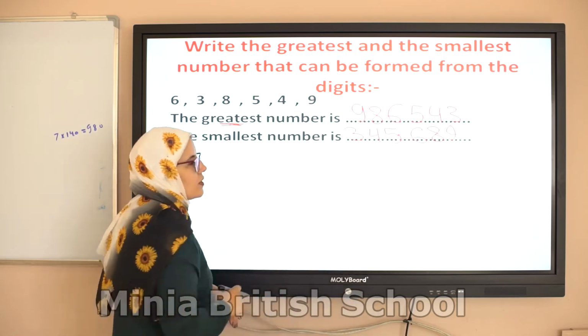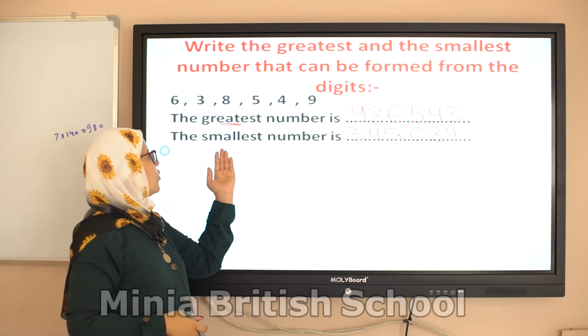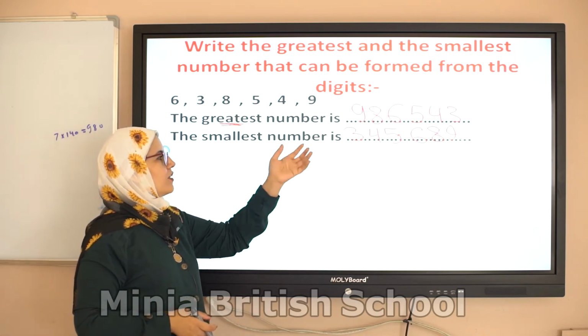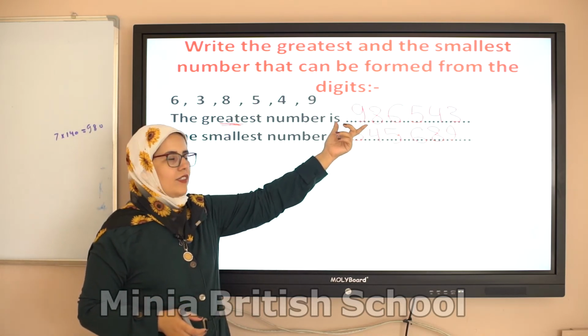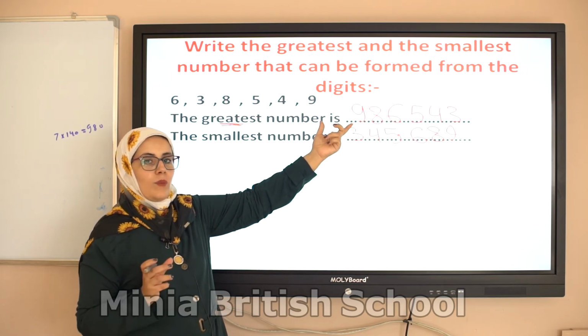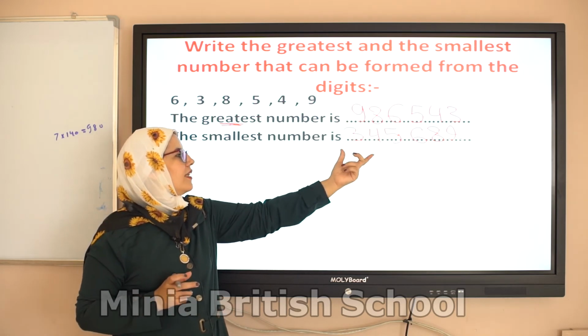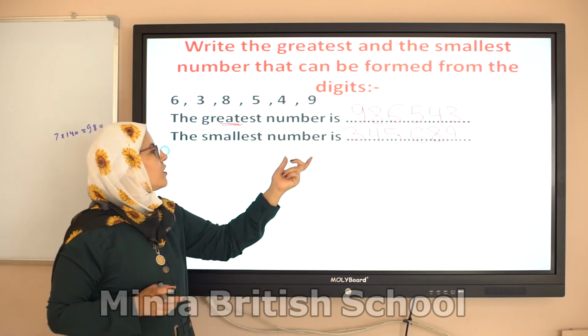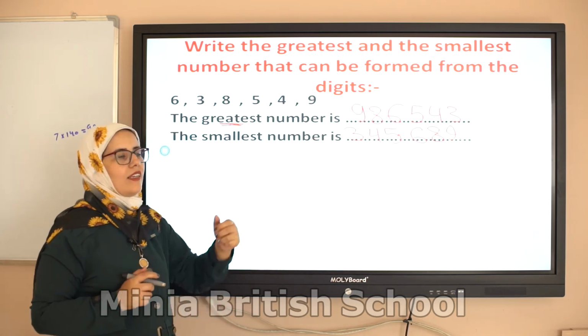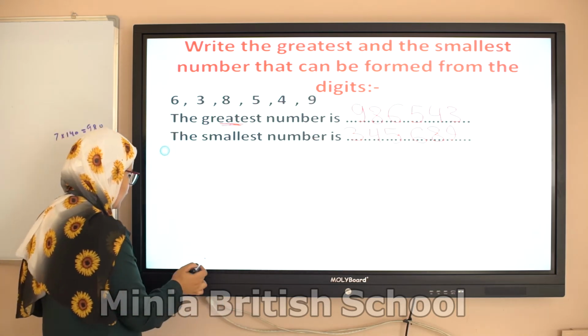The smallest number is the opposite of the greatest number. To form the greatest number, you have to arrange it descendingly. To form the smallest number, you have to arrange it ascendingly, from the smallest to the greatest. Another one.